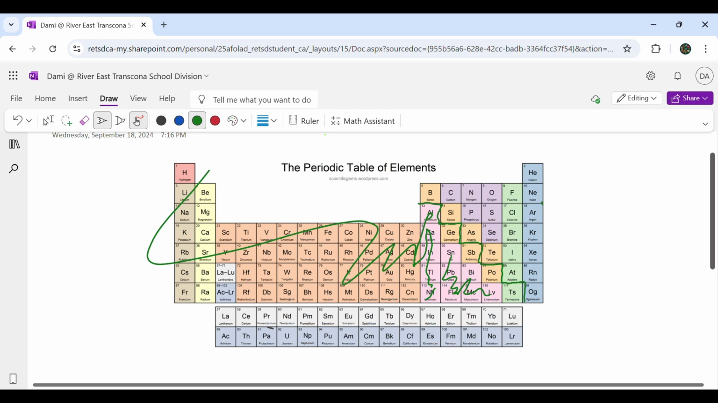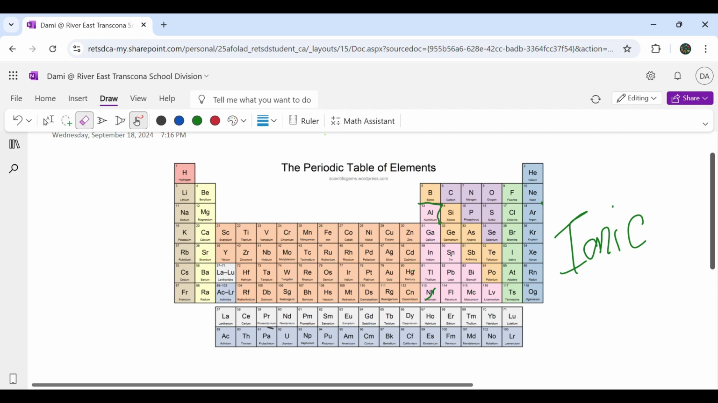Okay, so some properties of metals: they are shiny, they are solid, except for mercury, which is right here, Hg. They are good conductors of heat and electricity. They are malleable, they are ductile, and they tend to lose electrons. And they're always ionic bonds. They can't bond together. Well, the transition metals can, but that's a different story.